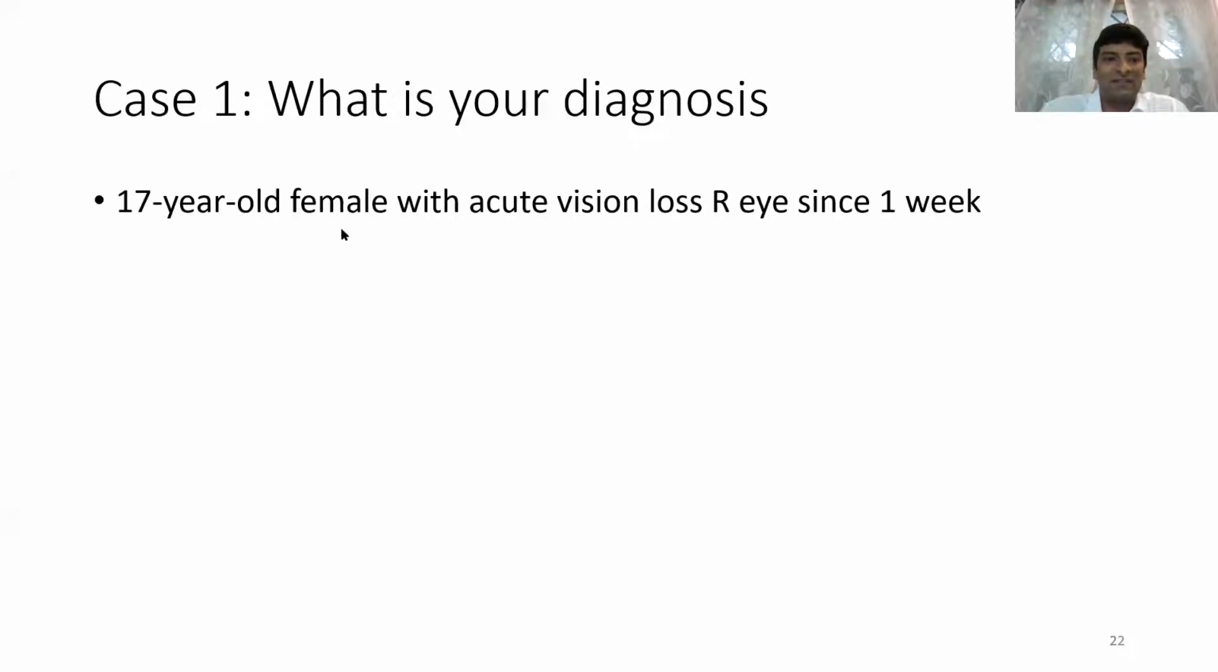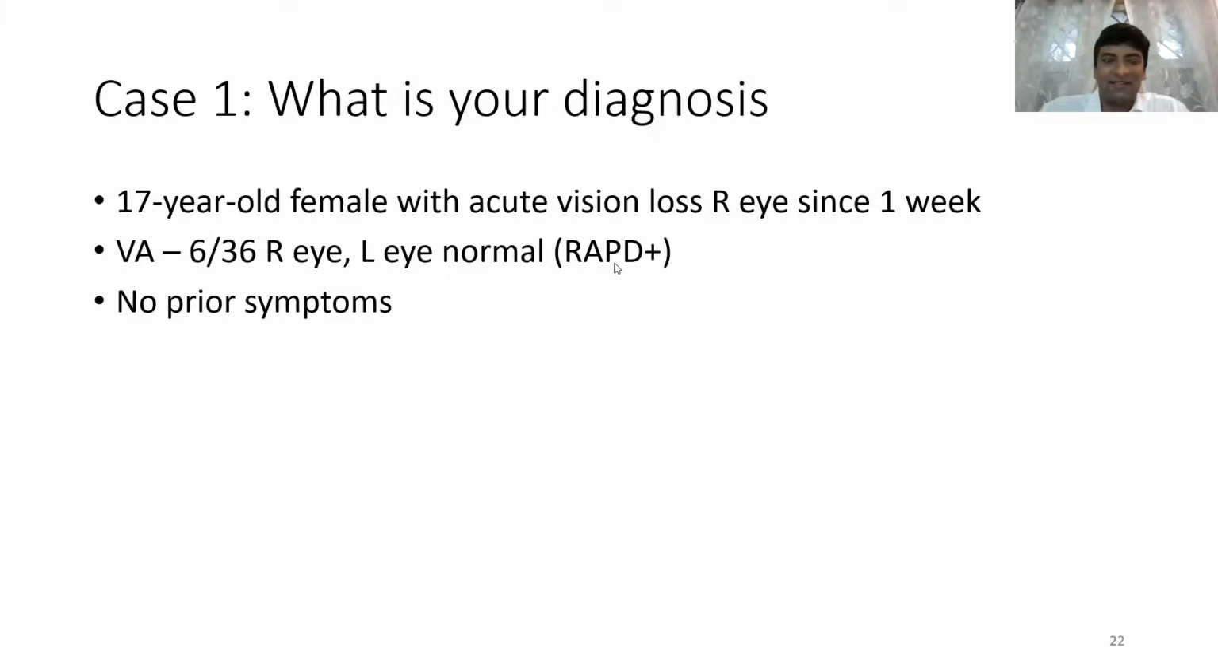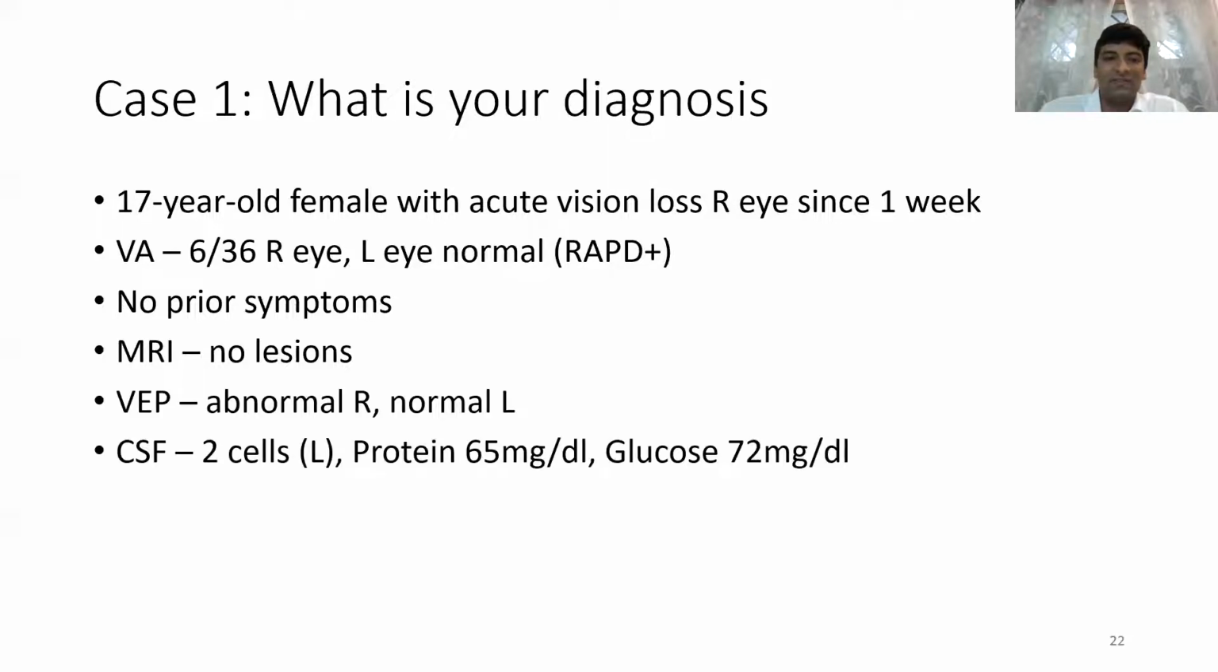So this is a 17-year-old female with acute vision loss in the right eye since 1 week. Her visual acuity was 6/36 in the right eye with a relative afferent pupillary defect. She had no prior symptoms. MRI, unfortunately, here is negative, which can often happen in practice. But her VEP shows an abnormal right side P100 latency, but normal on the left. Her CSF shows a mild protein elevation, and her oligoclonal bands are positive.